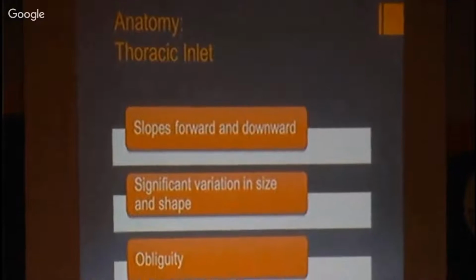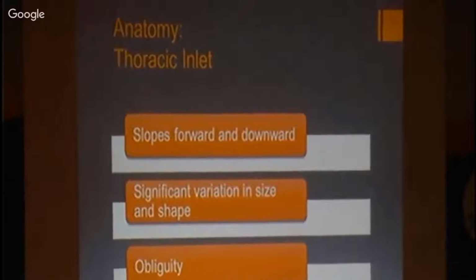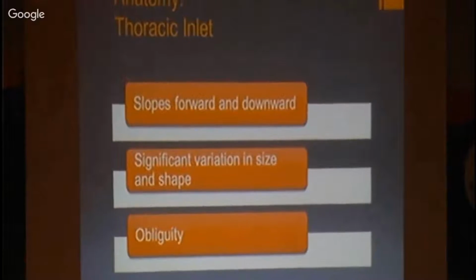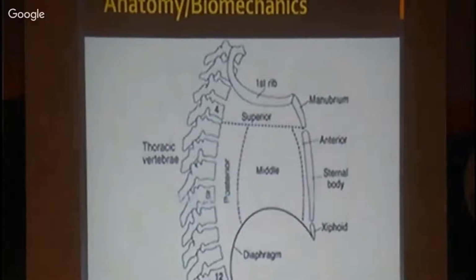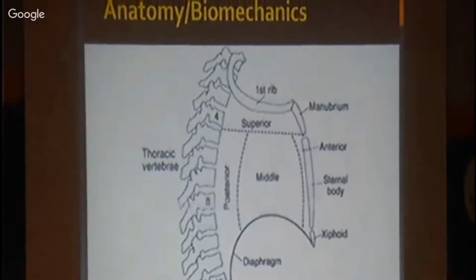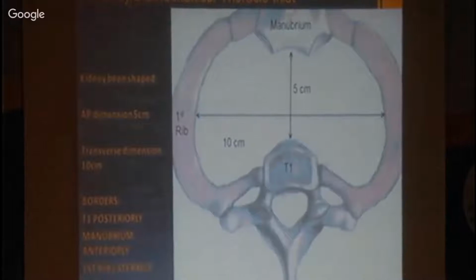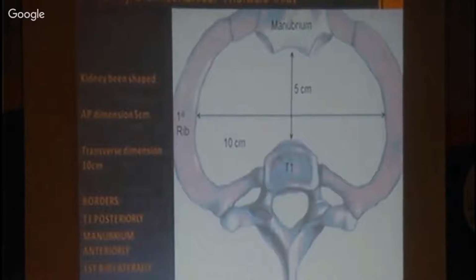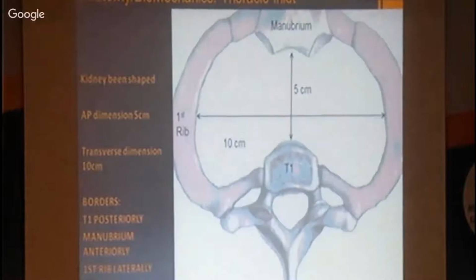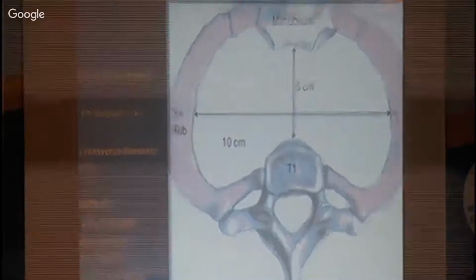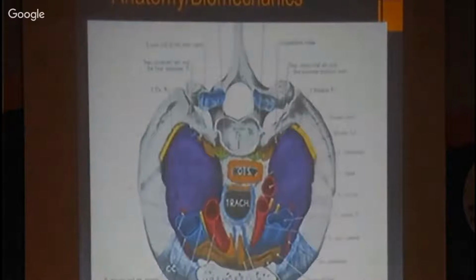And we have to have in mind that there is the thoracic inlet that slopes forward and downward, and it's oblique, as you can see, quite oblique. So we have a narrow space. Anterior-posterior it is 5 centimeters, and transversal it is 10 centimeters. We have the manubrium in front and T1 posteriorly. And in this narrow place, you see the big vessels, the trachea, the esophagus, the lungs, and we have to go to the spine.